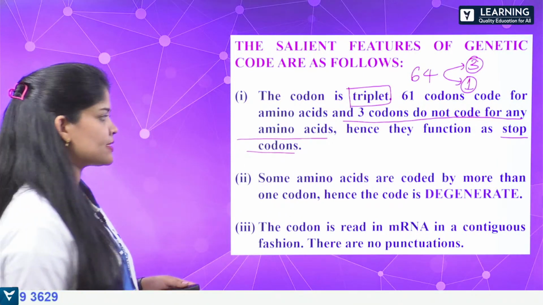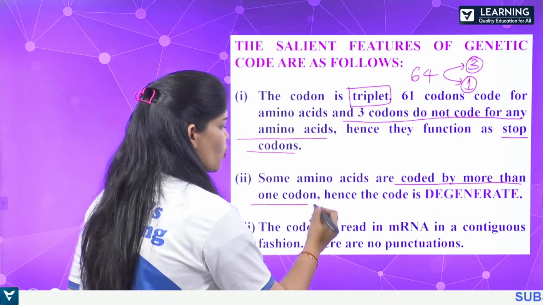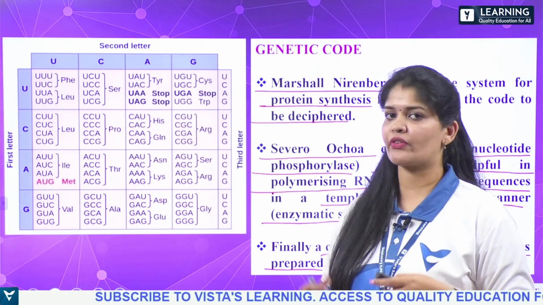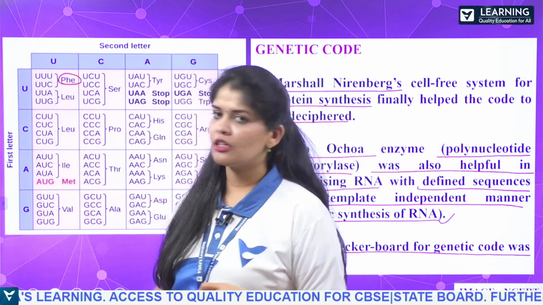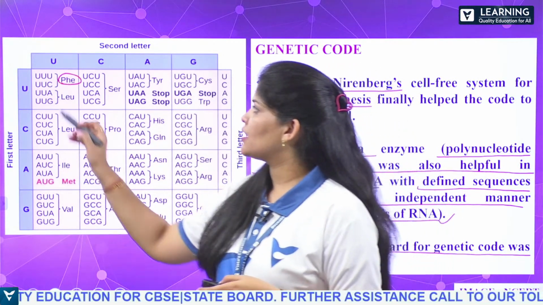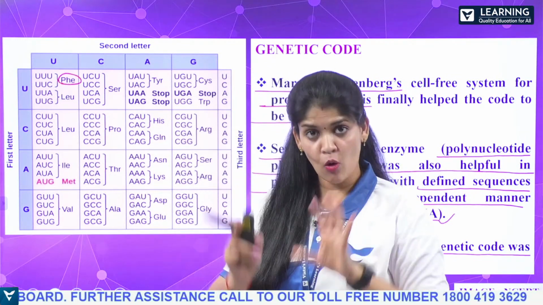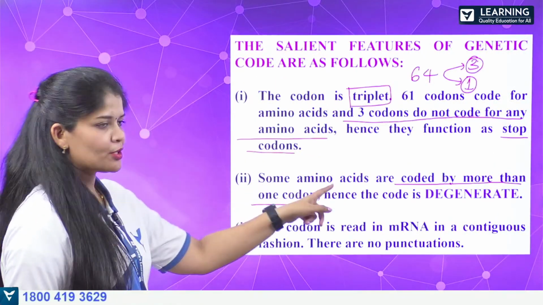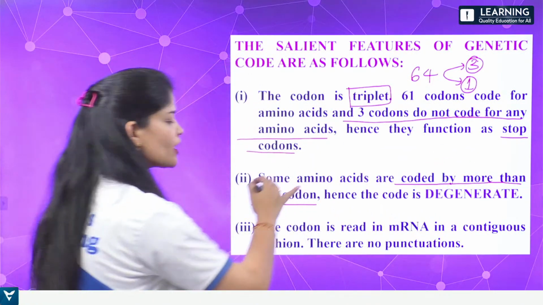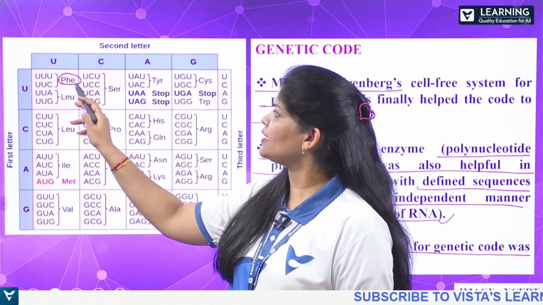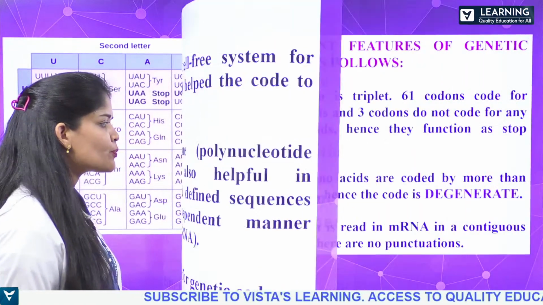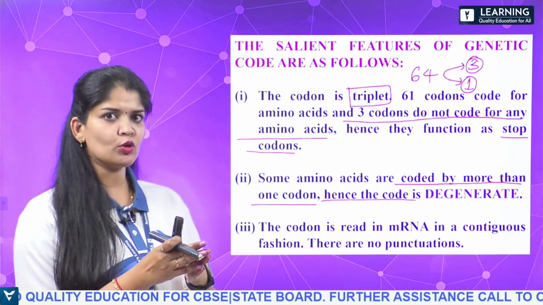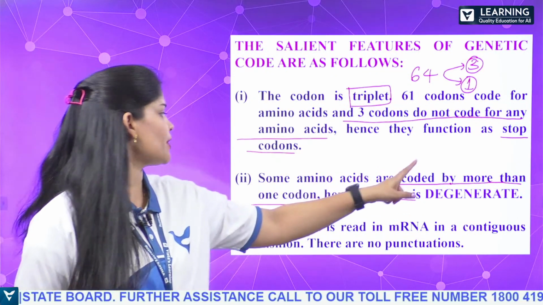Now, some amino acids are coded by more than 1 codon, and such codons are called degenerate codons. What is this degenerate codon? For example, in the starting cell itself, we can see phenylalanine has been coded by more than 1 codon. UUU is a codon which codes for phenylalanine, and UUC can also code for the same phenylalanine. That is what we said, that some amino acids, say for example phenylalanine in this case, are coded by more than 1 codon. This property of the genetic code is called degeneracy, hence the genetic code is degenerate.